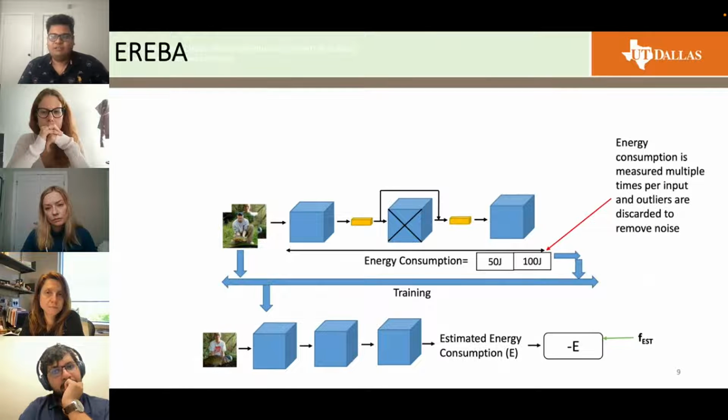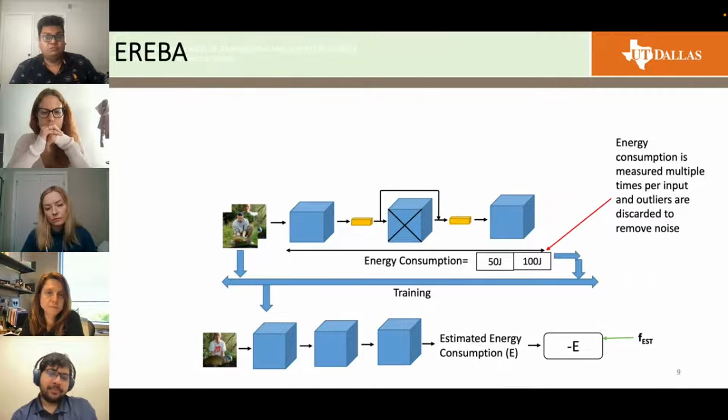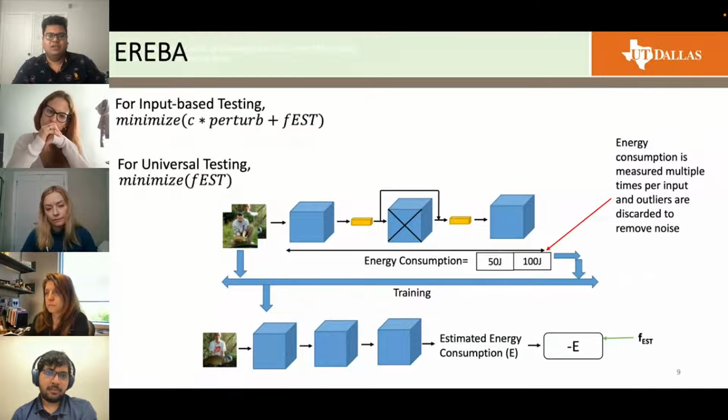One problem is recording the energy consumption, as this measurement can be noisy. So we measure it multiple times, and we discard the outliers. Based on the input and energy consumption, we train a regression model, and we replace the objective function f with f of EST, which is dependent on the estimated energy consumption. Now I already discussed that there are two types of testing we have. One is input based.